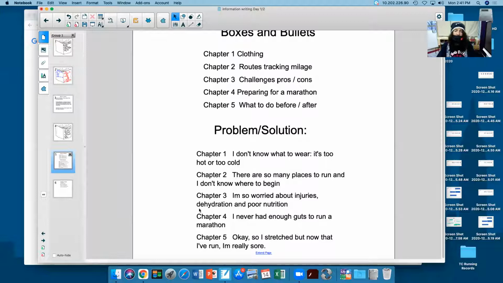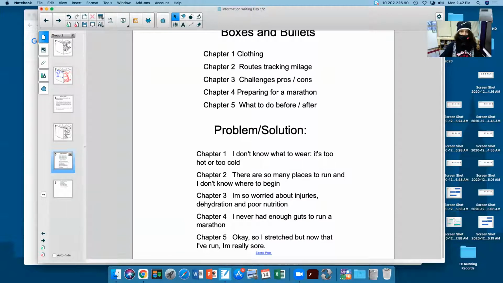Okay, so I think that your table of contents is still going at clothing, routes, challenges, preparing for a marathon, and what to do before and after, but I'm structuring my book as if my chapter title is going to lay out a problem and my solution is going to be everything that is going to be in that chapter.